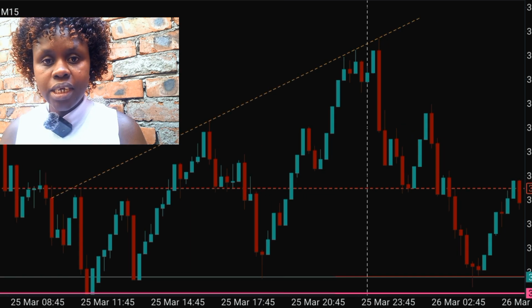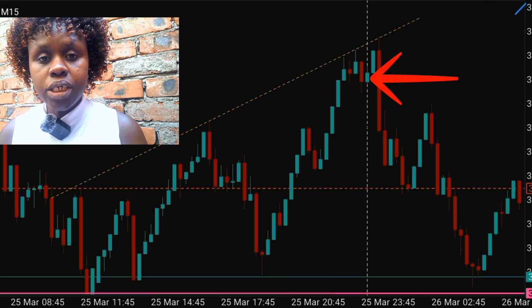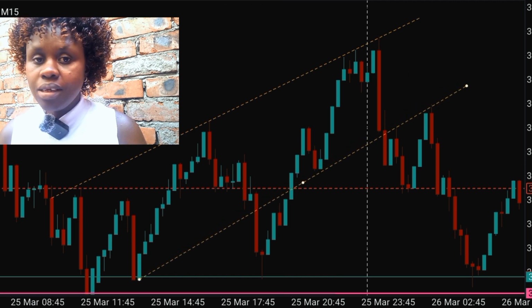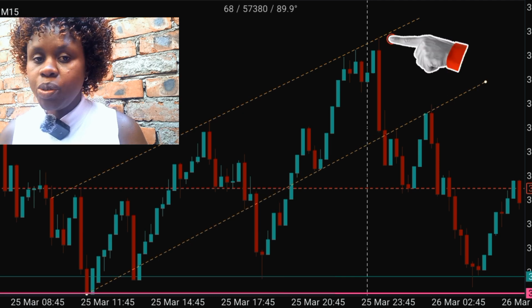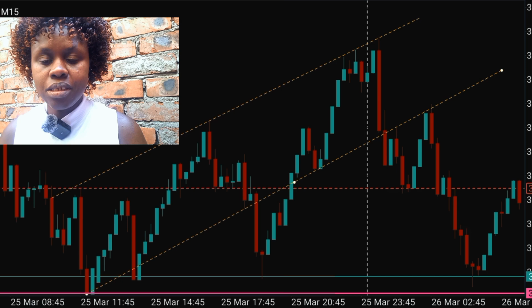that case there. So what you then do is place your entry just after the close of the candlestick. That will be a conservative entry. If you are aggressive, you'll just enter the minute the price touches the trend line.